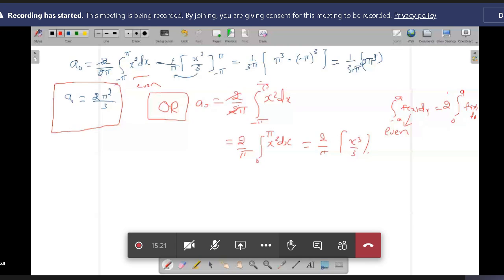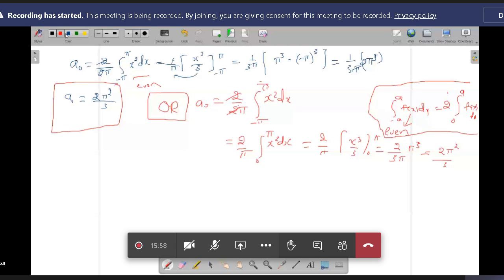So here only the upper limit, so that becomes 2 divided by 3 pi, and the upper limit is pi cubed. After simplifying we get 2 pi squared by 3. So this is how you use the properties of even and odd functions to evaluate integration. Since it is even, instead of integrating the whole interval, I can take 2 times half of the interval. So that is also something you can easily do.